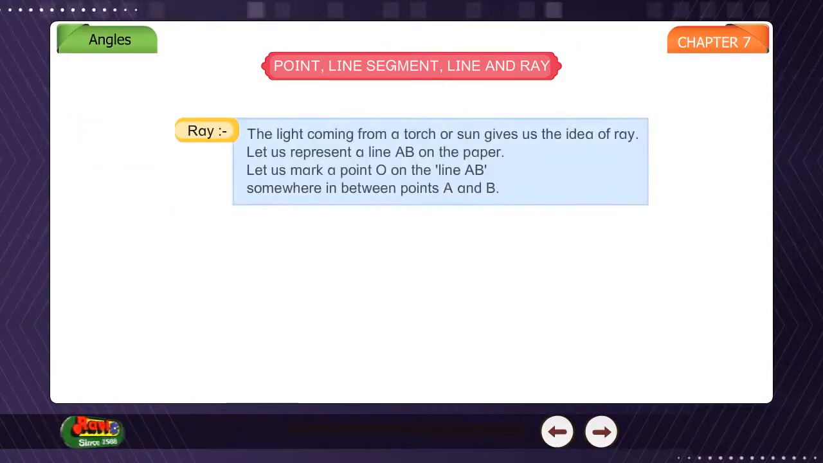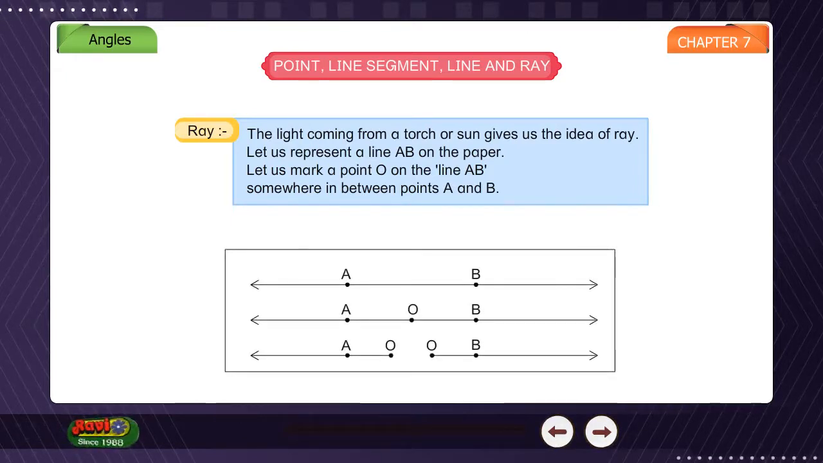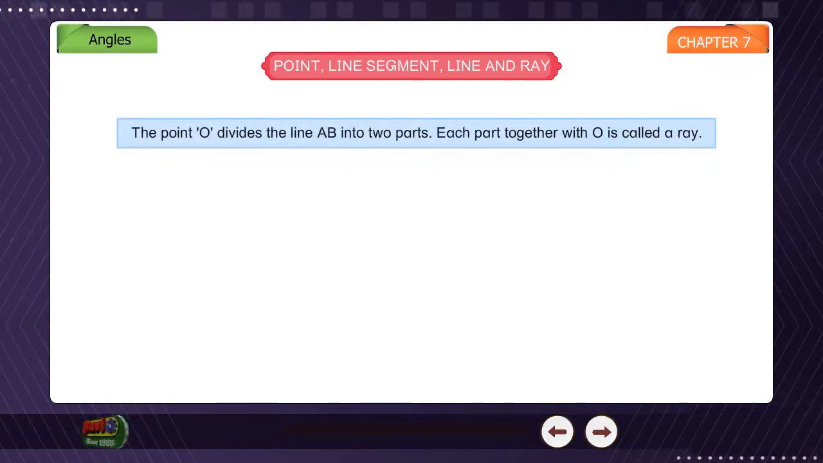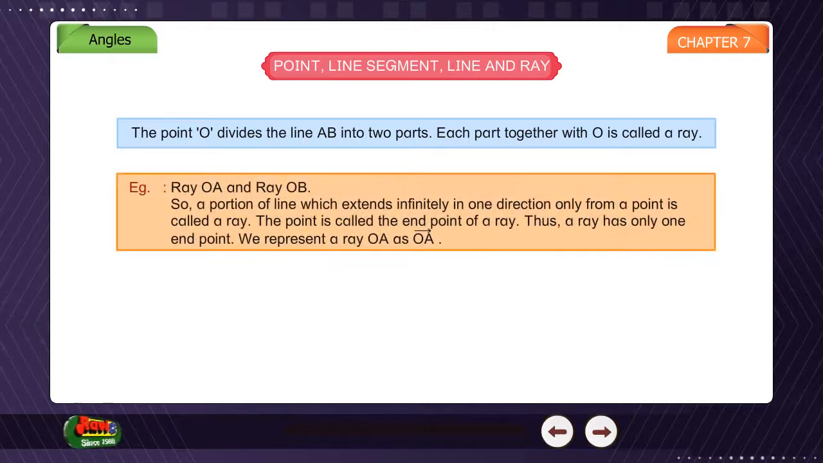Ray. The light coming from a torch or sun gives us the idea of a ray. Let us represent a line AB on the paper. Let us mark a point O on the line AB, somewhere in between points A and B. The point O divides the line AB into 2 parts. Each part together with O is called a ray. For example, ray OA and ray OB.